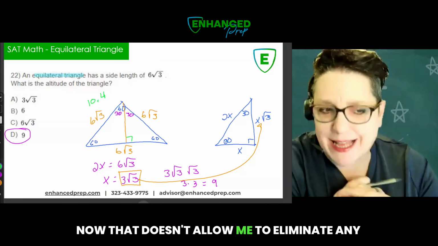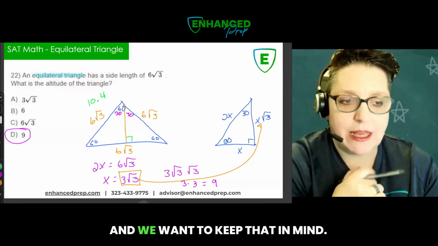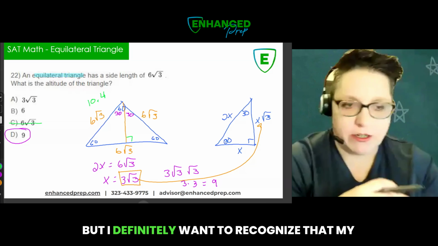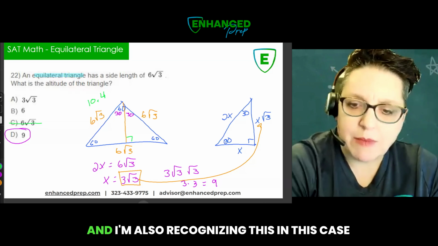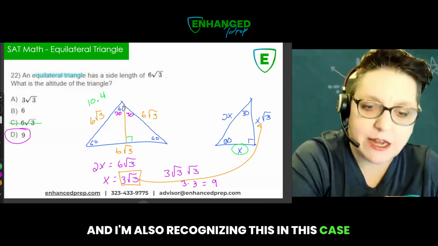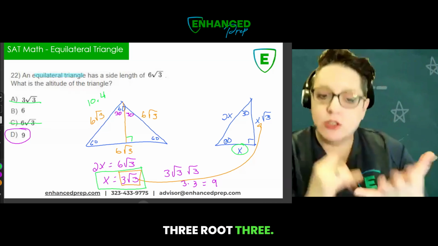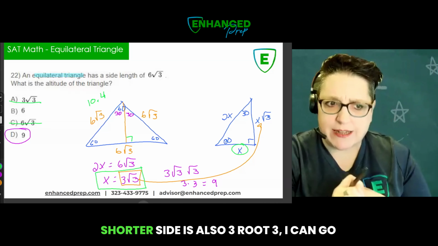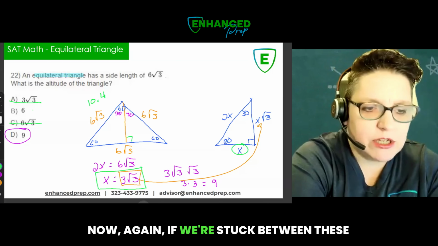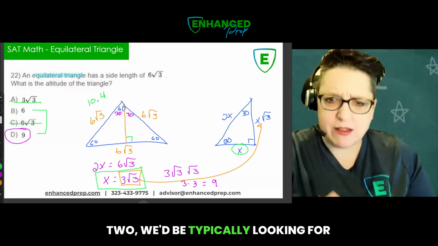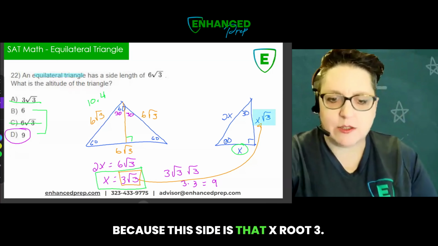Now, that doesn't allow me to eliminate any answer choices, but in some cases it might, and we want to keep that in mind. But I definitely want to recognize that my altitude is not going to be my hypotenuse. And I'm also recognizing in this case that our shorter side opposite our 30 was our 3 root 3. So as soon as I figure out that that shorter side is also 3 root 3, I can go ahead and eliminate that. Now, again, if we're stuck between these two, we'd be typically looking for something that had that root 3 in it, right? Because this side is that x root 3.